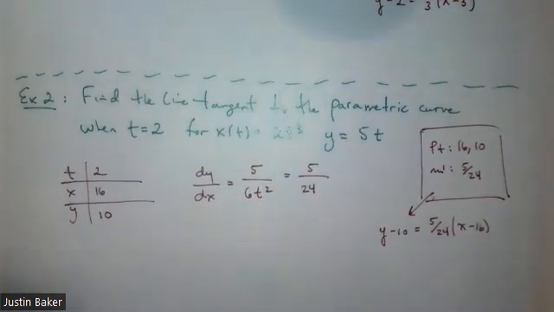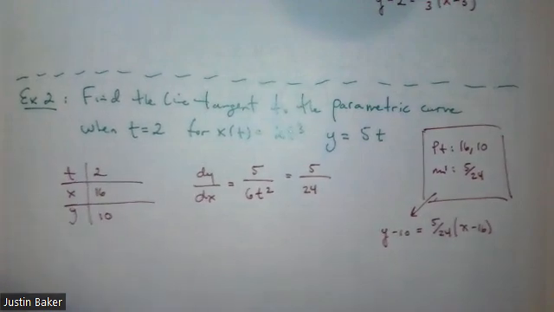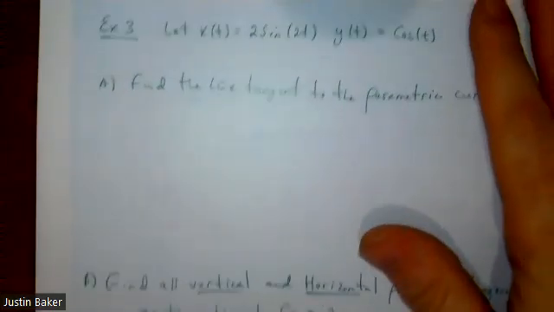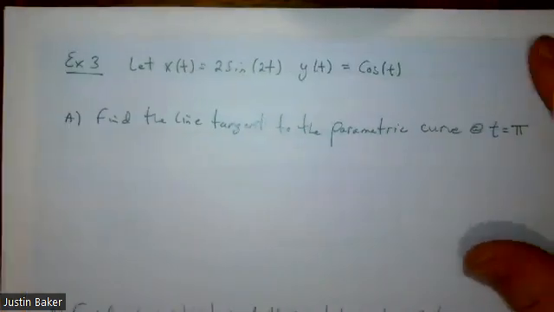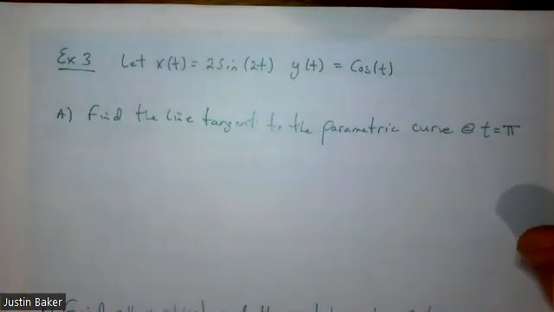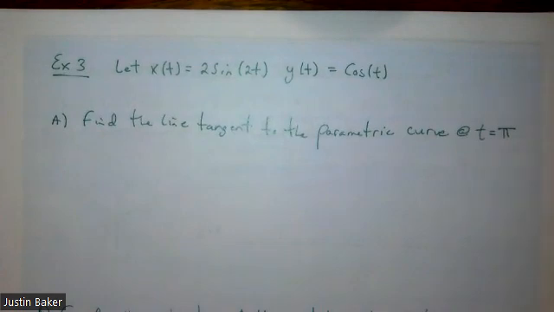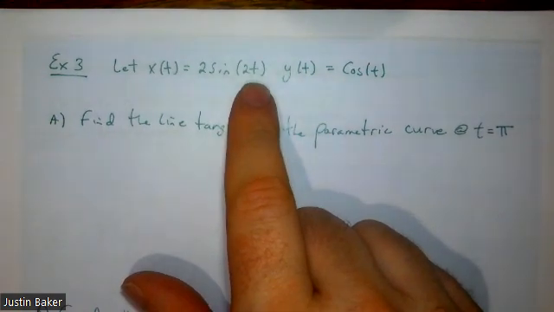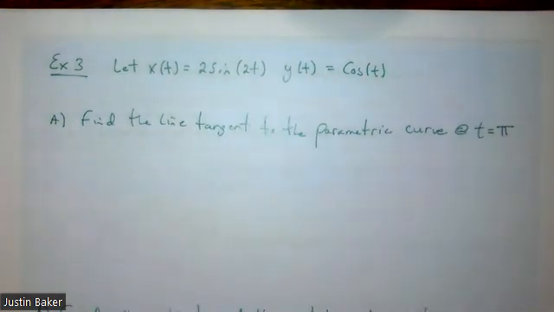Any questions on those? All right. Next, let's go ahead and have you guys try this one. So we're finding the line tangent at t equals pi. Now, careful on this one because this looks like it's a little more to that angle. So see what you come up with.